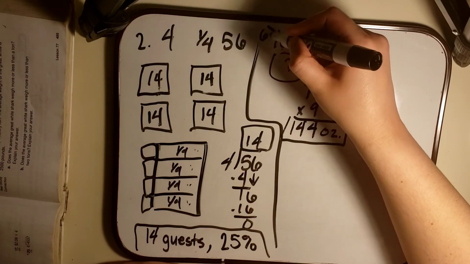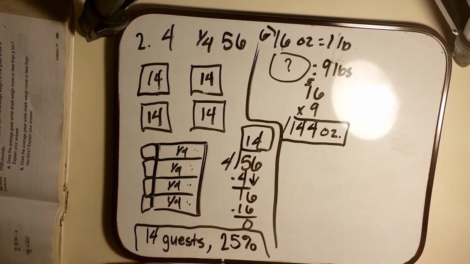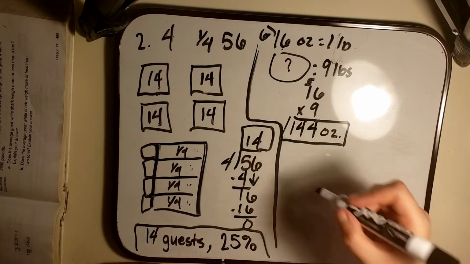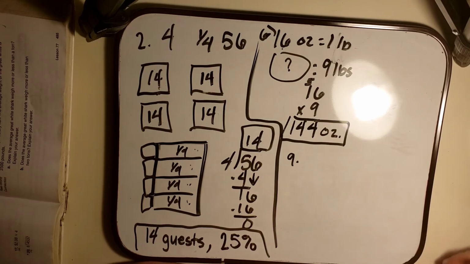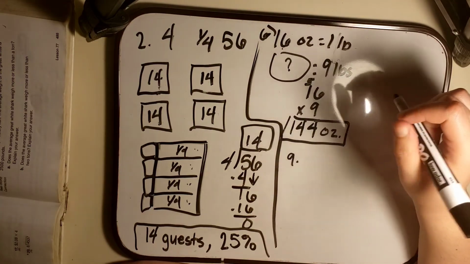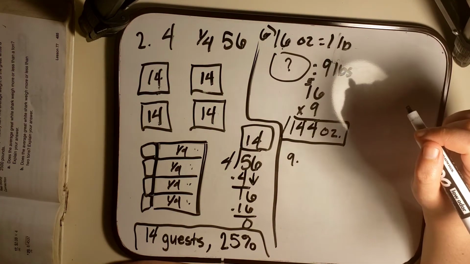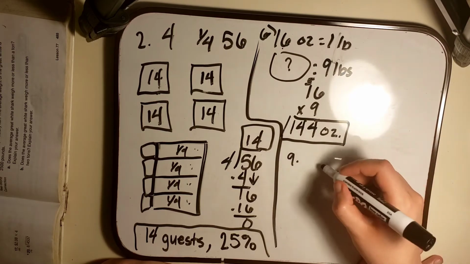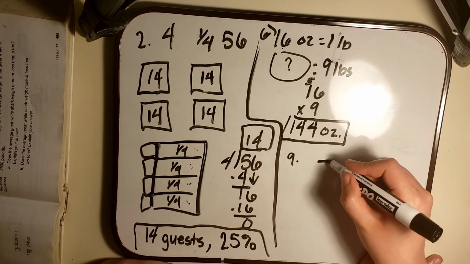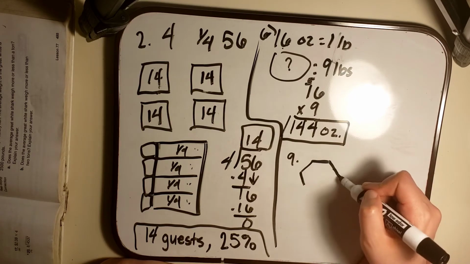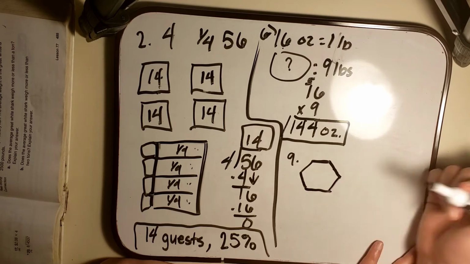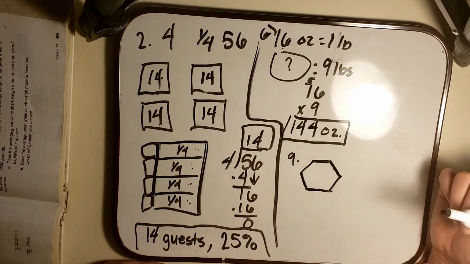Alright, sorry, this was number 6. Alright, next we are doing number 9. And number 9 says, if each side of a hexagon is 1 foot long, then how many inches is its perimeter? So again, measurements. Hexa means 6. So I'm going to try my best to draw a hexagon. 1, 2, 3, 4, 5, 6. And that's as even as I can get it.